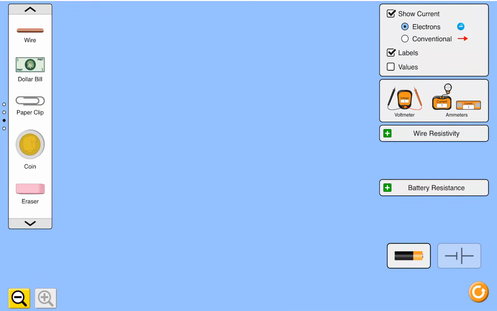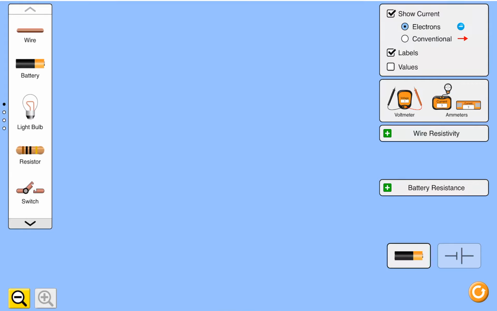Then they give you a whole bunch of other things that you could technically put in a circuit if you wanted to. Obviously, some of them, like the dollar bill and the eraser, are meant to be funny, but really to show you that those are non-metals, so those are going to be really high resistance things. But we don't worry about those. We're worried about these first five things.